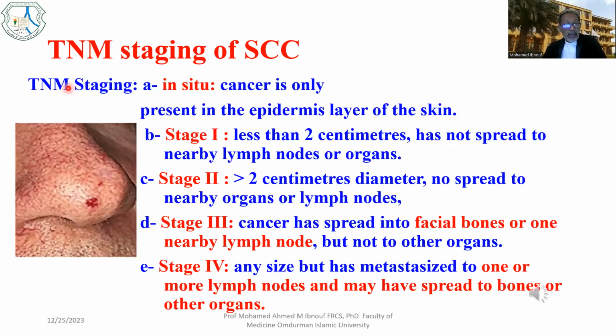For staging, superficial ulcers of squamous cell carcinoma are called carcinoma in situ. Stage 1 is usually less than 2 centimeters in diameter and did not spread to the lymph nodes or other organs. Stage 2 is more than 2 centimeters and also did not spread to lymph nodes or other structures. But stage 3 has gone to the draining lymph nodes, but not to the other organs. In stage 4, the tumor has gone to the other organs.